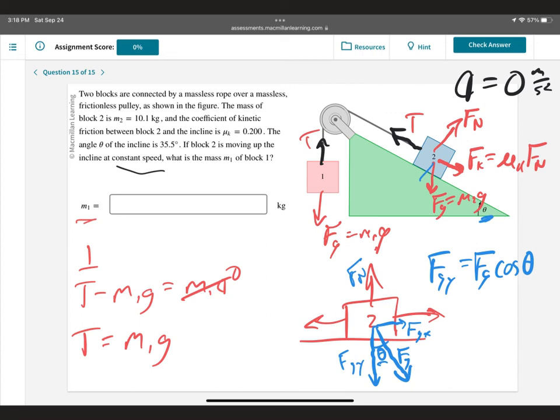Now, if we know the normal force, we can use that to find the kinetic friction. And once we have the kinetic friction, we know the forces to the left equal the forces to the right. So to the left, we have the tension force, and that's going to equal the forces to the right, which will be the force of kinetic friction, plus Fgx, which is going to be equal to Fg sine theta. So that's how you set it up. From there, you've got to do the math, but that's the physics part of it. Let me know if you have any questions.